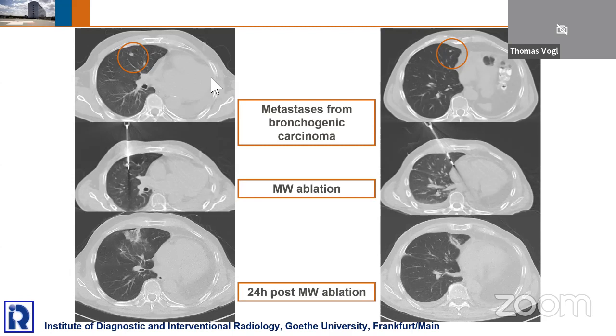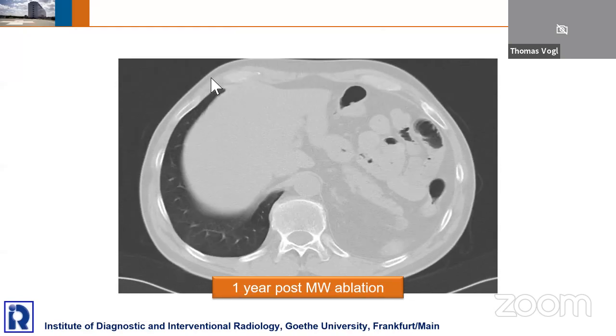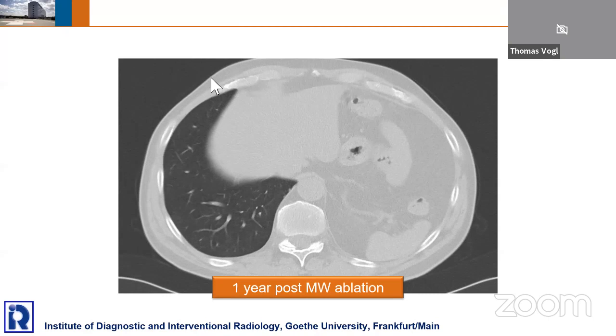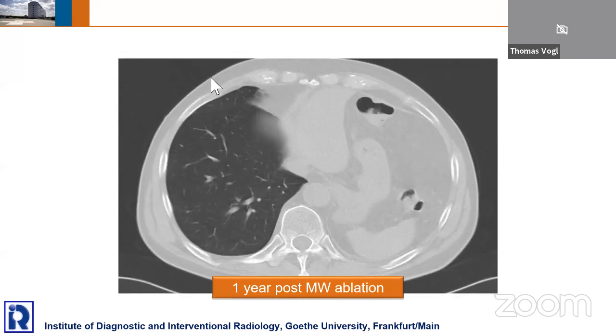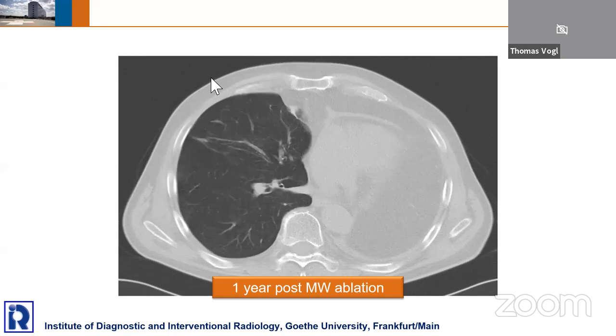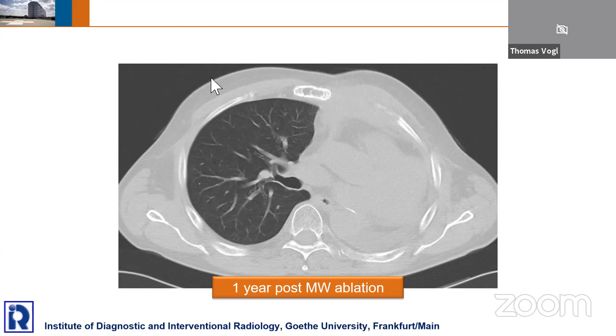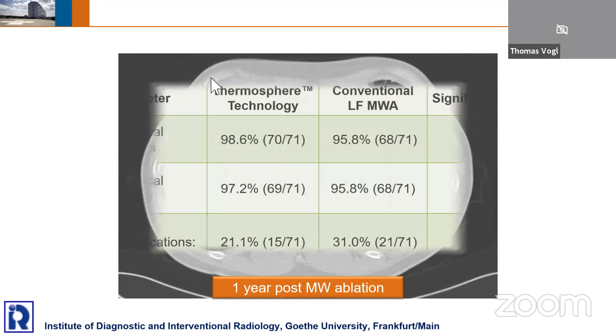This was a non-spherical one of the earlier size, and that 24 hours later. And you see 1 year after ablation, the patient was still without any major complication. His life quality was not further reduced, and he was even able to live his normal life. So there was no disturbance of the normal life quality.